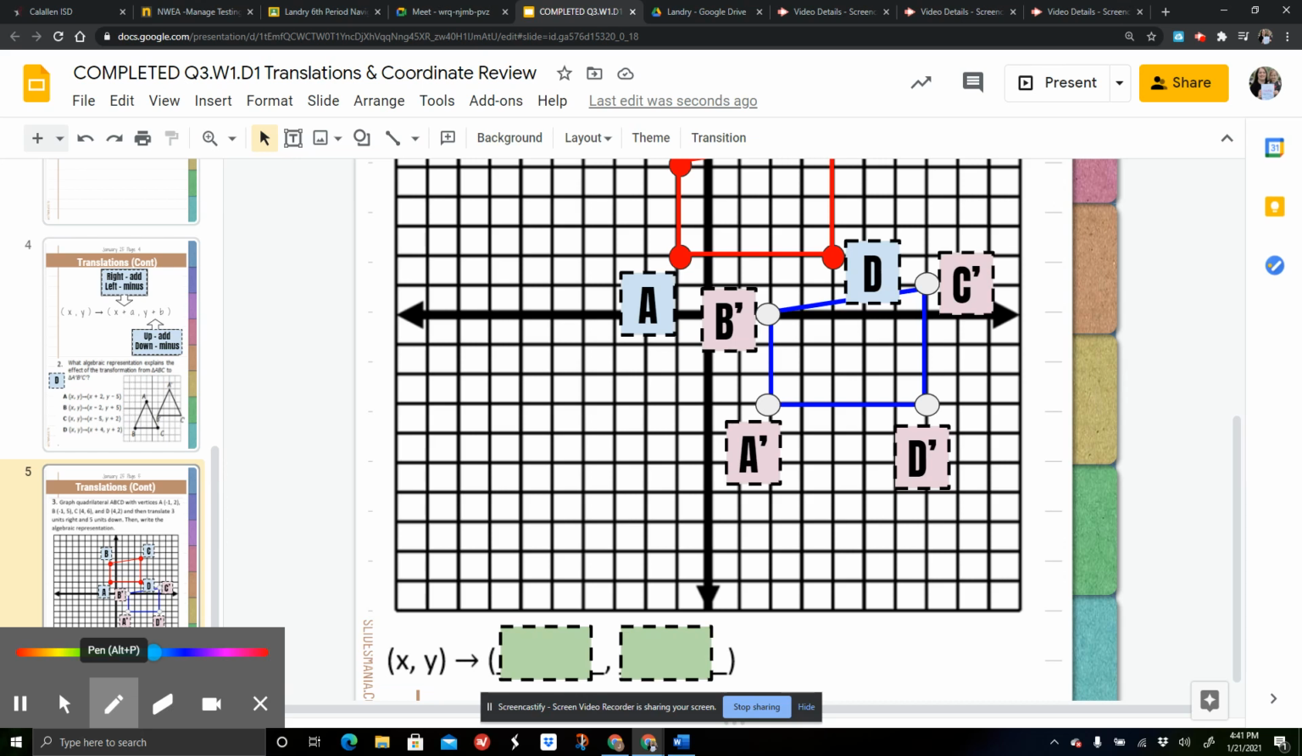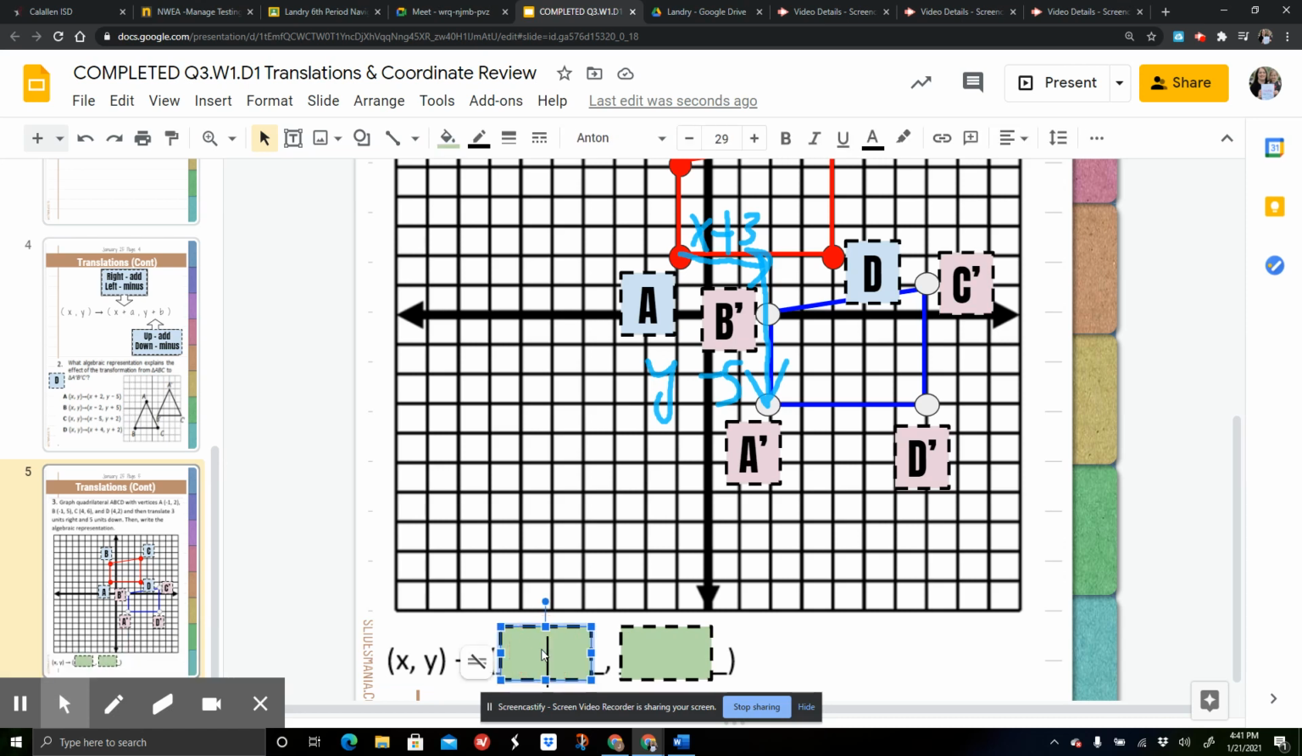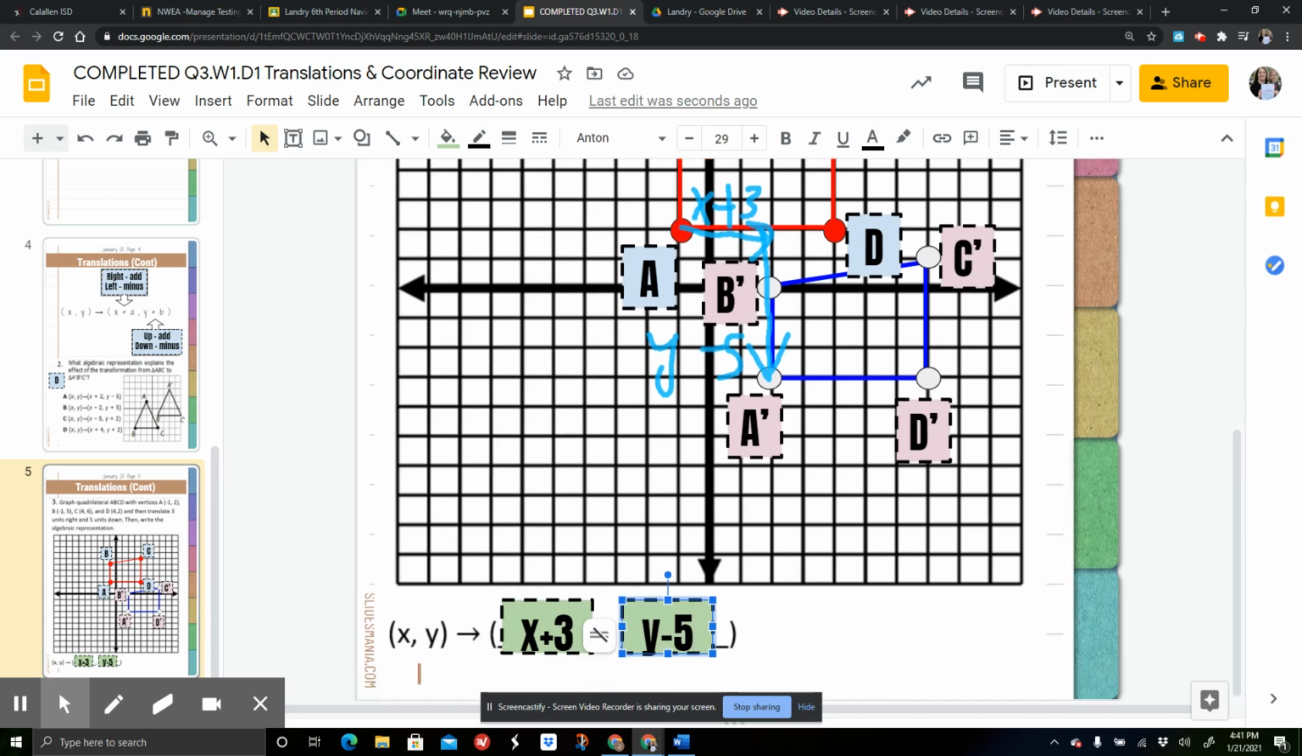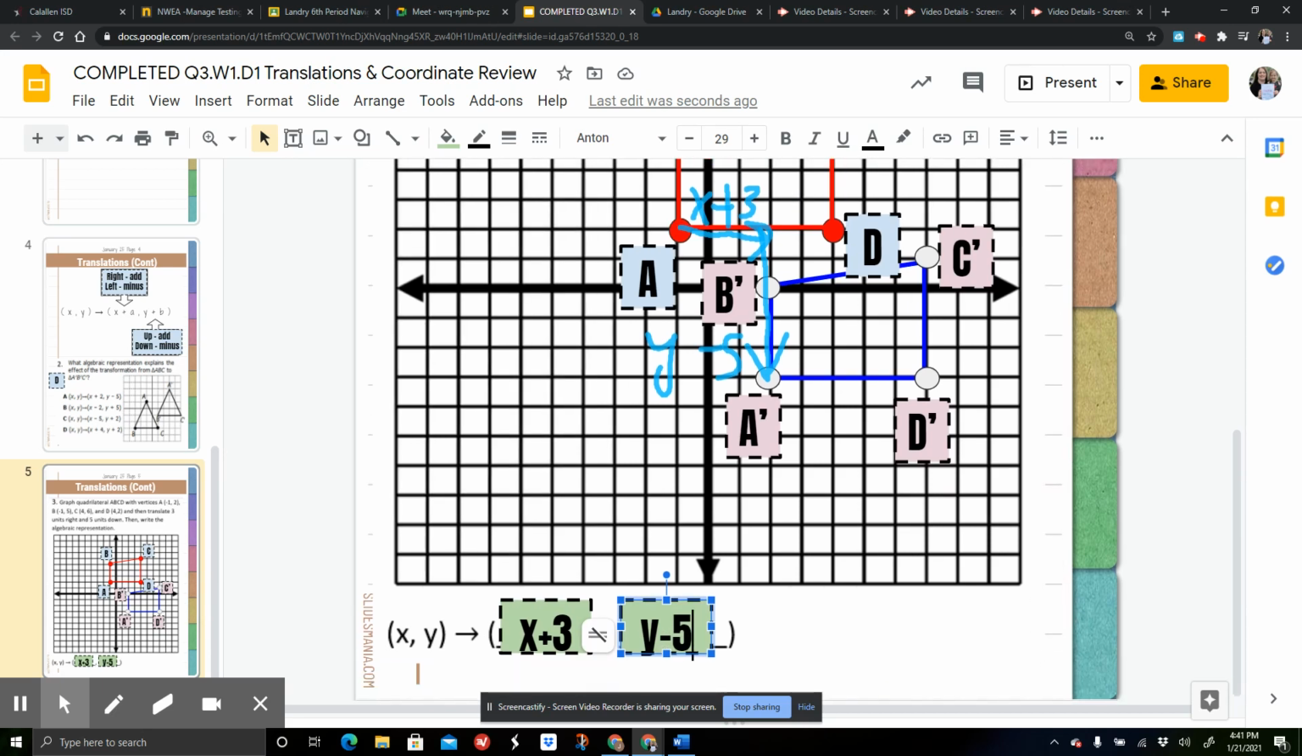On A, we're going to start with the horizontal. To get to A prime, we had to go 1, 2, 3 to the right. So that would be x plus 3. And then for y, we had to go down 1, 2, 3, 4, 5. So that would be y minus 5. So here we would put x plus 3, and here would be y minus 5. And that is the end of translations notes.